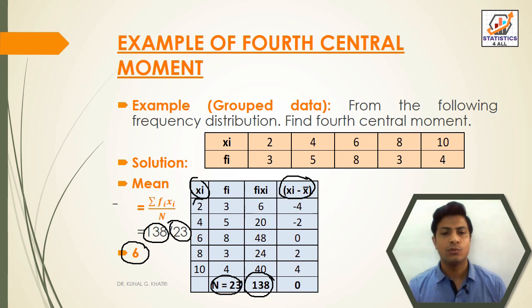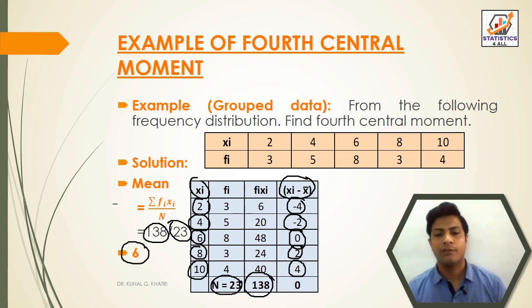So x bar is equal to how much? 6. So 2 minus 6, we get the value minus 4. 4 minus 6 is equal to minus 2. 6 minus 6 is equal to 0. 8 minus 6 is equal to 2. 10 minus 6 is equal to 4. After deducting all the values, we find the sum of xi minus x bar, which is equal to 0.